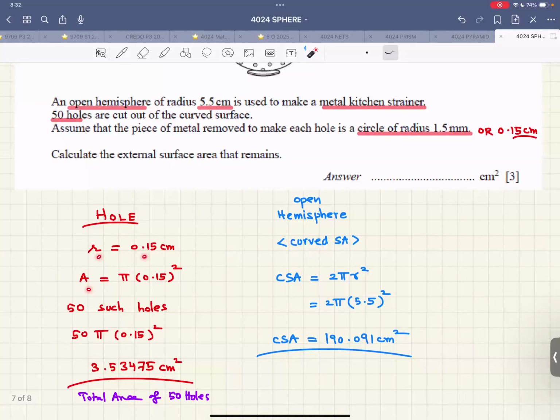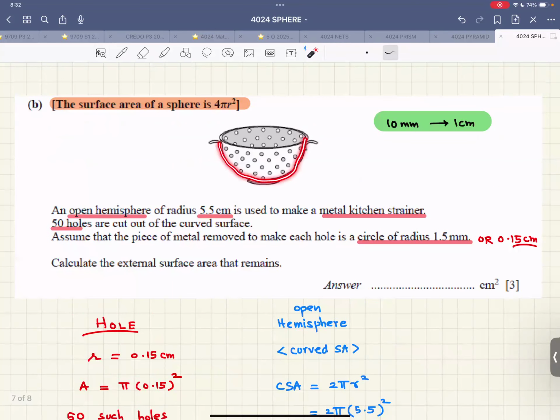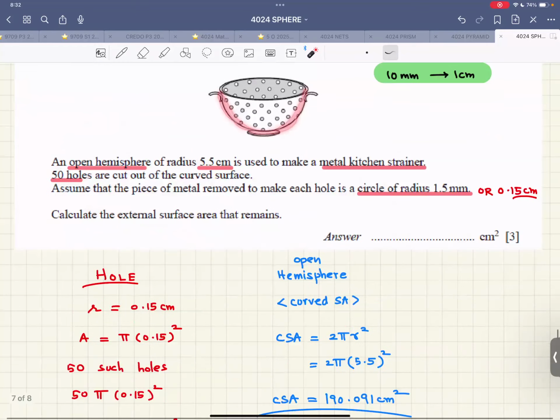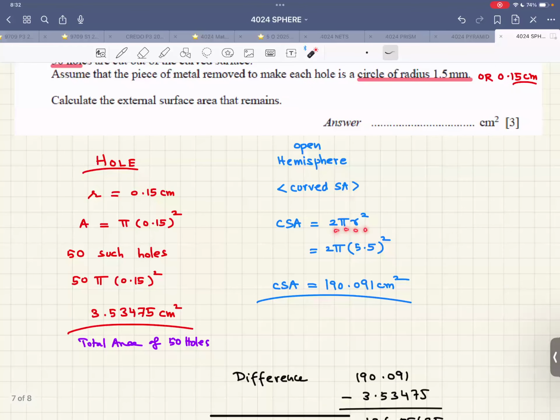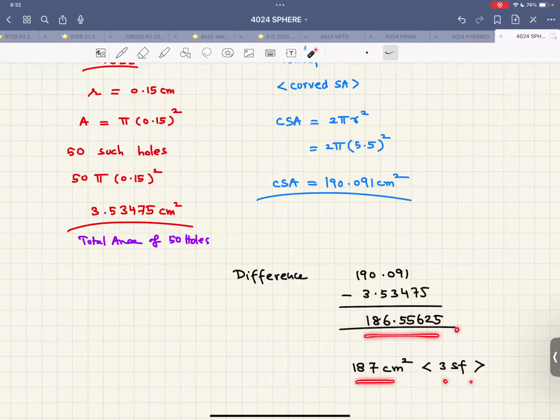Radius is this thing. Area of each hole is this much. There are 50 such holes. Multiply. Insert the value of pi at the end. That's the total area of 50 holes. The curved surface area, because we are just talking about this thing, just the curved surface area, that is 2 pi r square. That's 2 pi into 5.5 square. That is this. From this, this thing is removed. So how much remains? This much. And this is correct to 3 significant figures.